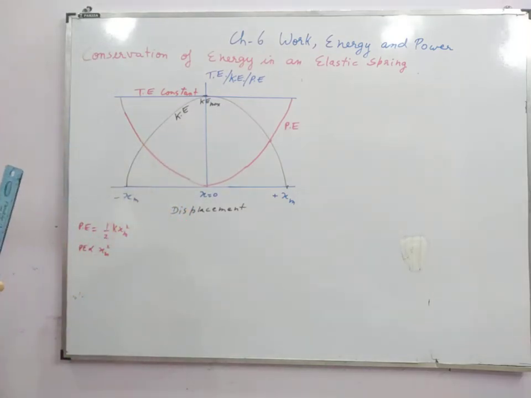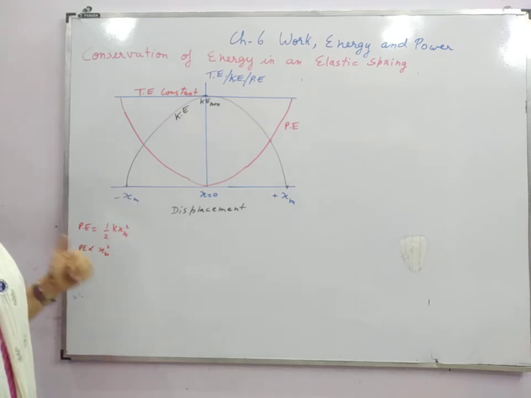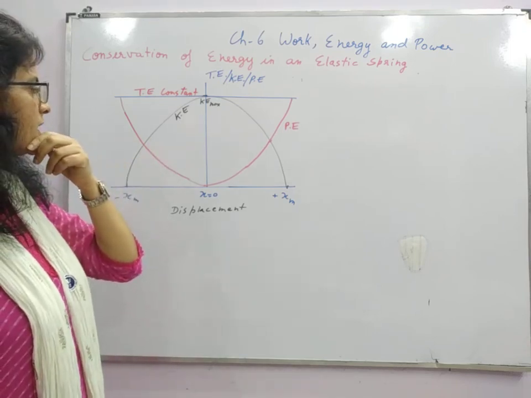So this is about the conservation of energy in an elastic spring. Hope you have understood how to find the velocity at any point in between the journey from the extreme to the mean position, and how to draw this graph, right?